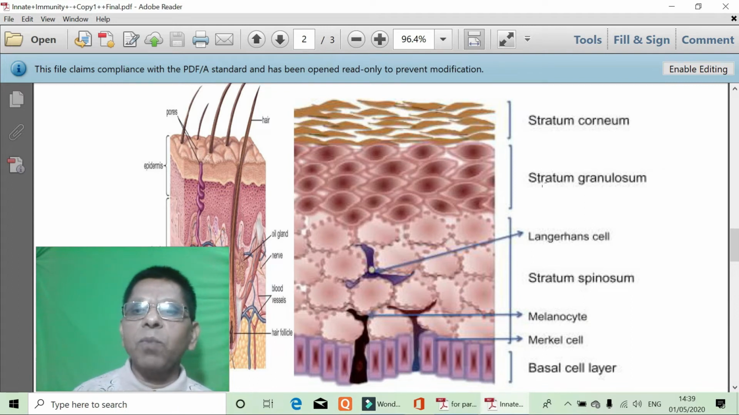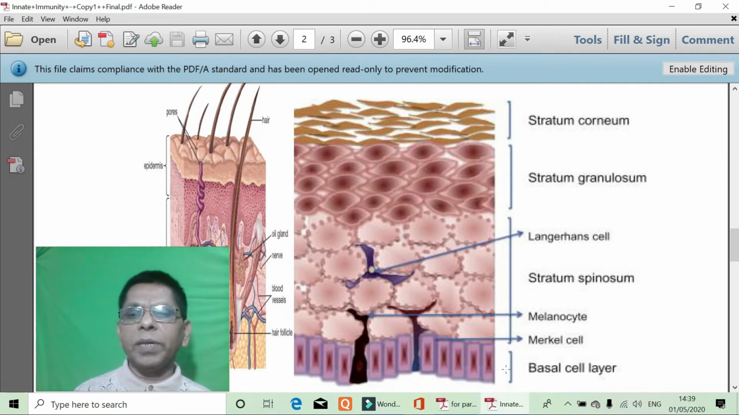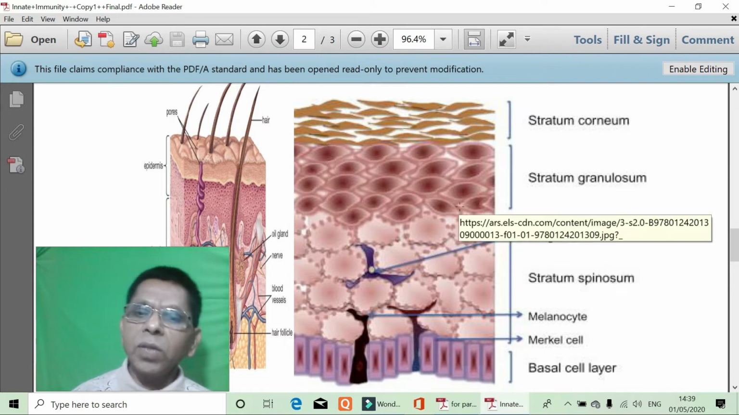Then which is followed by the stratum granulosum. This layer of the cell is called the stratum granulosum, and the surface layer of the cell is called the stratum corneum. So it means that there are 4 layers. The epidermis is made up of 4 layers, starting from bottom to the surface.